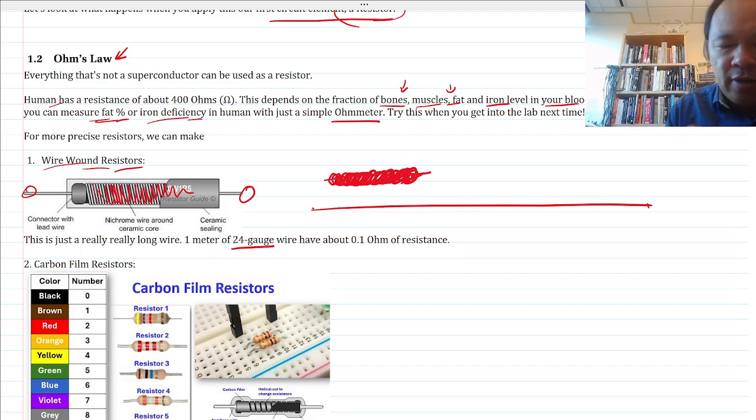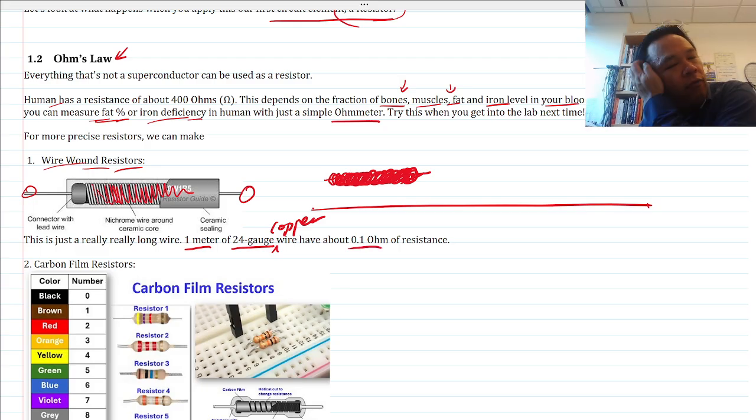In fact, if you take a 24 gauge wire, we'll talk about what gauge is in a second. Gauge is just kind of like the diameter of a wire. And let's say this wire is a meter long and made of copper. You actually have about 1/10 of an ohm of resistance, which is very small.